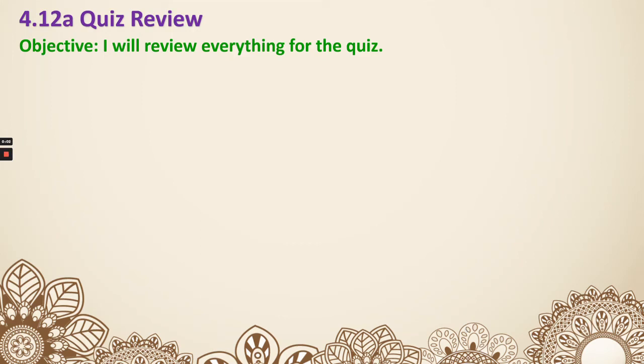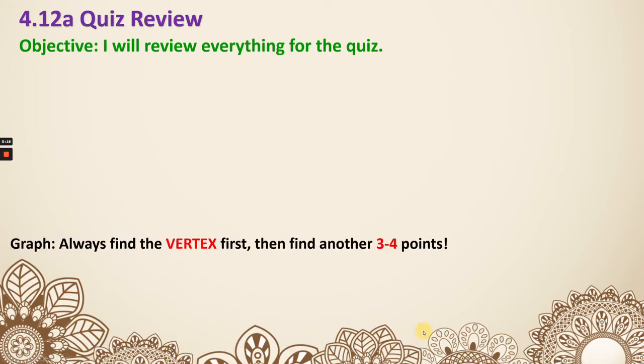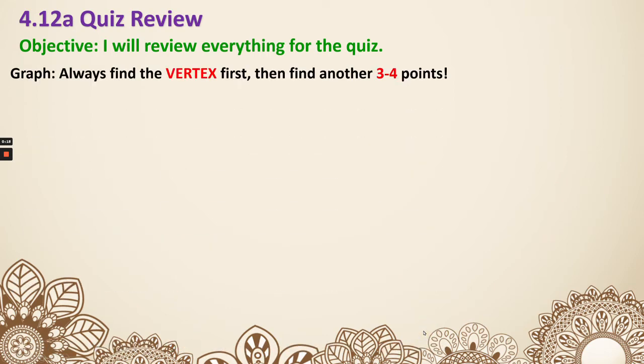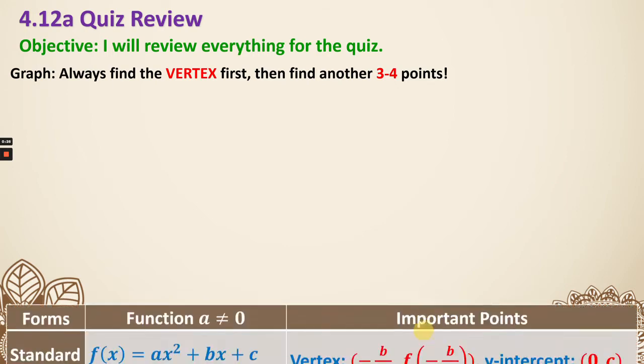Yao. Today we're going to talk about 4.12, where we will review everything we learned from 4.9 to 4.11, all about these three different forms of quadratic functions and how to graph them. First, when we want to graph a quadratic function, we always find a vertex first, no matter what kind of format we have. Then we find another 3 or 4 points, depending on the form we are given.